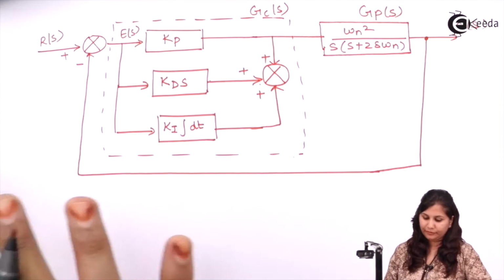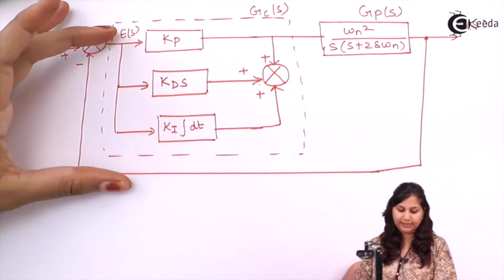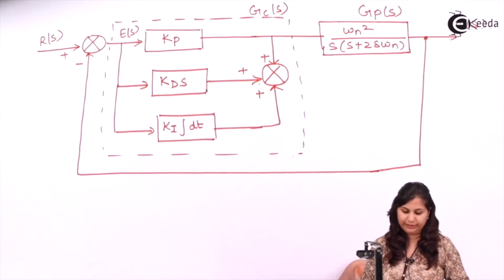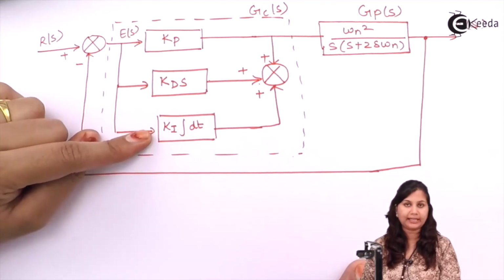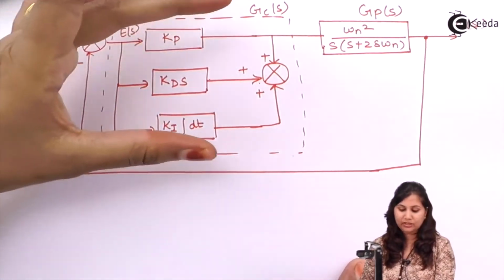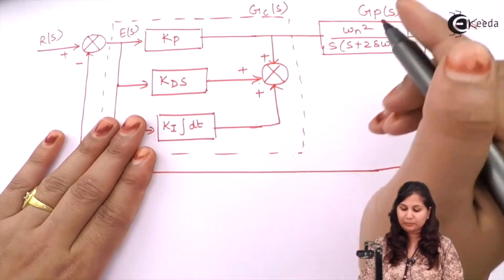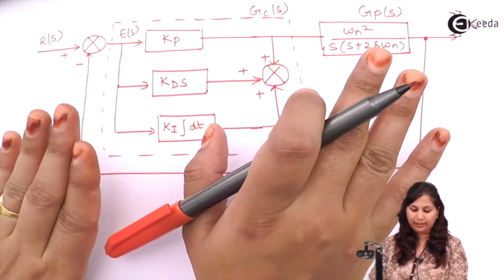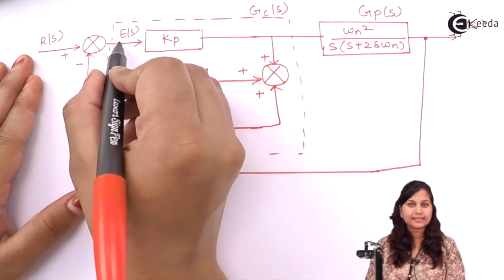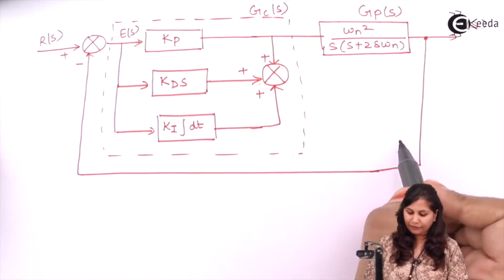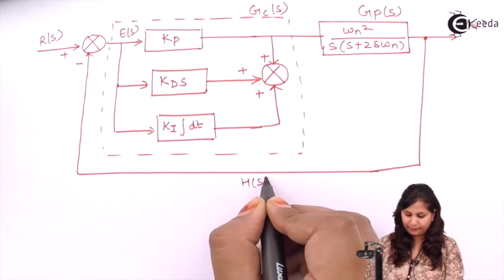So this is the block diagram of a feedback control system which is having this PID controller in it. KP is for the proportional controller, KD is for the derivative, and KI is for the integral. And this G_C(s) is the transfer function of the controller, and G_P(s) is the transfer function of the plant. R(s) is the input and C(s) is the output. E(s) is the error signal, and here we have a unity feedback system. So here H(s) is equal to 1.